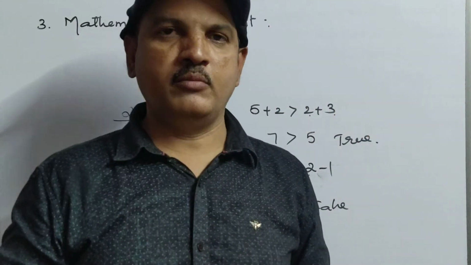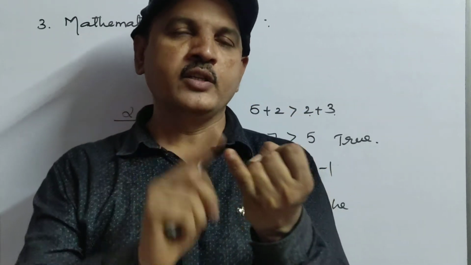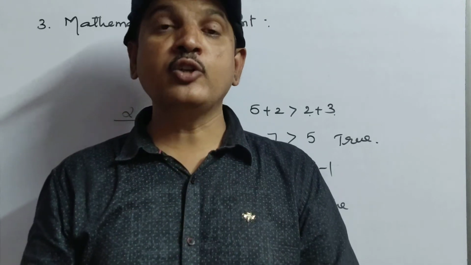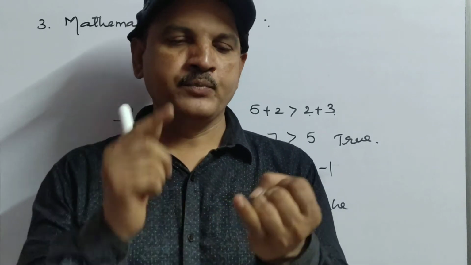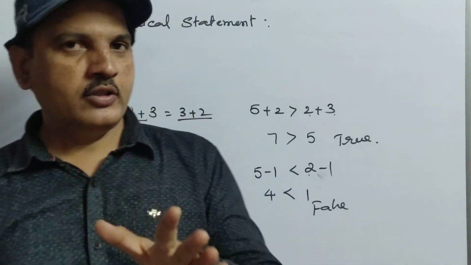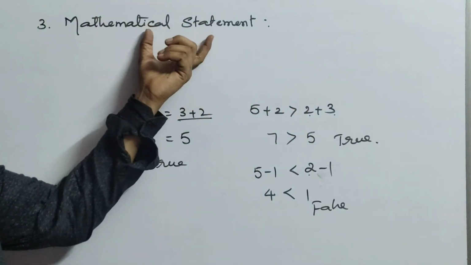Mathematical sentence you learned. What does a mathematical sentence mean? Numerical expressions are joined with the symbols equal to, greater than and less than. How are they joined? The numerical expressions are joined with the equal to symbol, greater than symbol and less than symbol, right? That is a mathematical sentence.